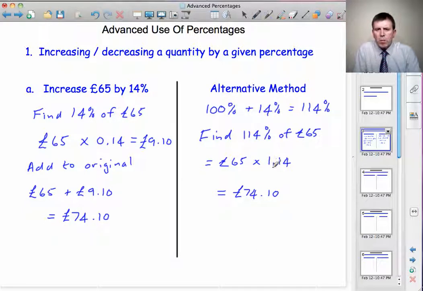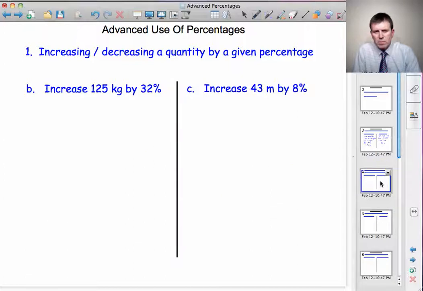When we multiply by 1.14, the 1 gives us the original £65. 1 times 65 is 65. And it's the 0.14 that gives us the extra, which in this case would be the extra £9.10. So instead of finding a percentage and then adding it on, we're adding on the percentage we require and then finding what it actually is in monetary terms. Let's move on and look at two more examples.